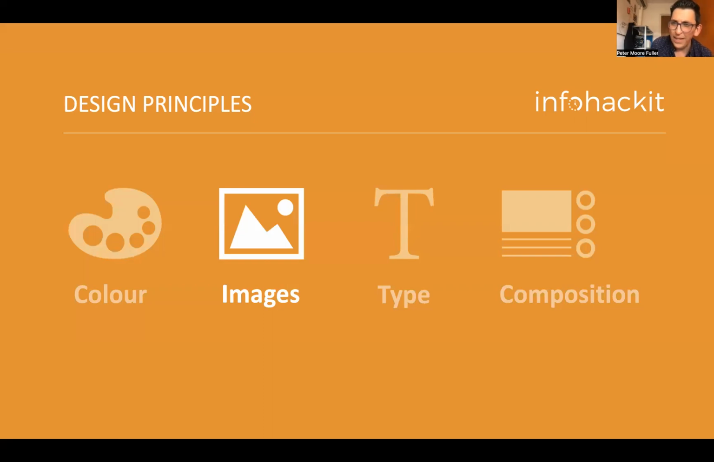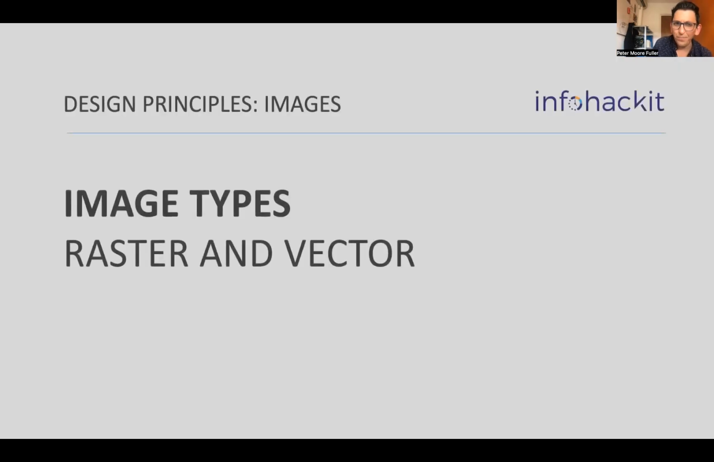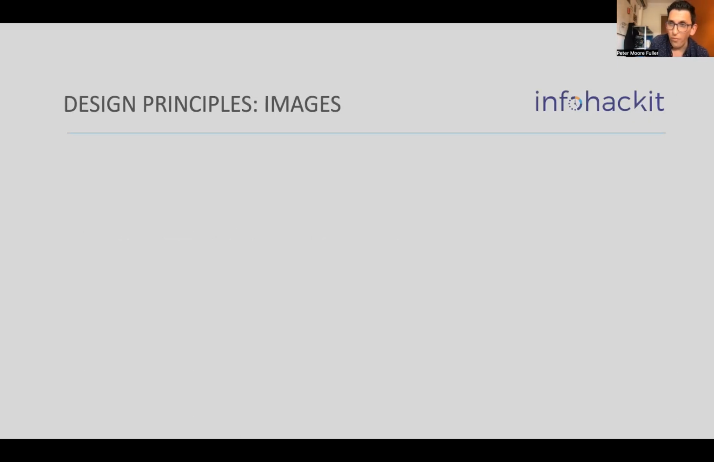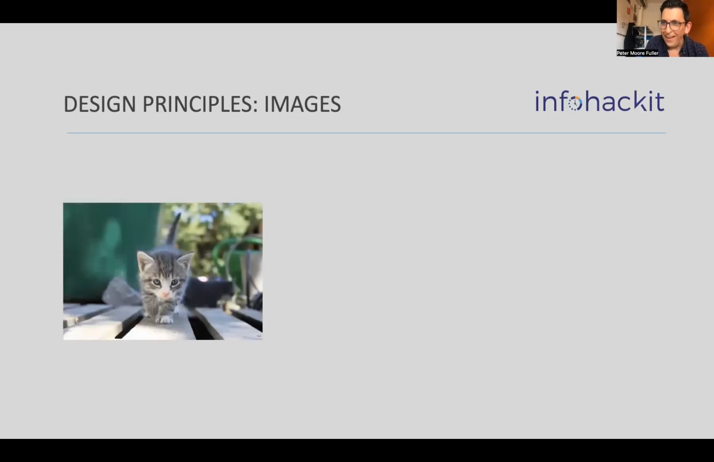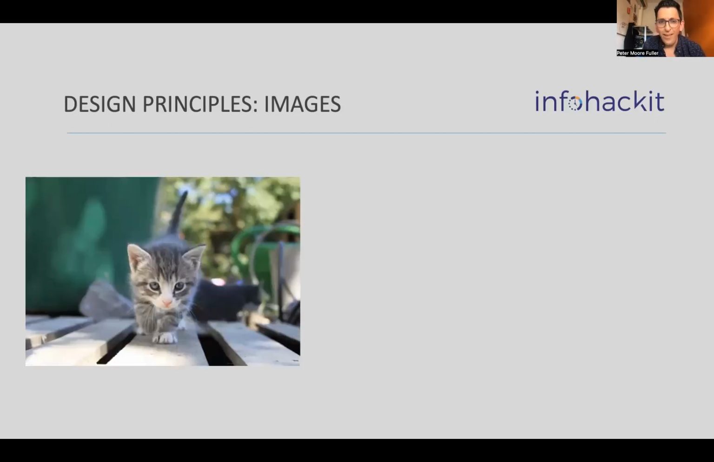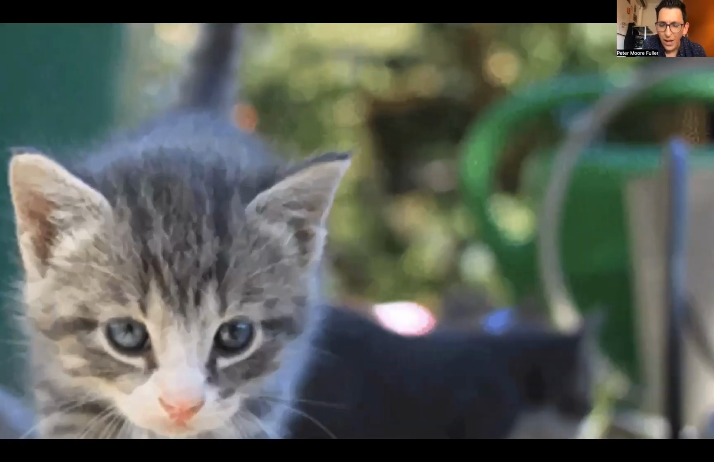For images, I'm going to give you one little fact for each of these four: colour, images, type and composition. There are two main image types that we use in graphic design: rasters and vectors. Now, here's an example of a raster image. Raster images are pretty much photographs. When we look at a photograph and we zoom in, we can see all these tiny little pixels that make up the image, and each one of those pixels will have a colour reference in RGB or in CMYK, depending on the colour system that you're using, and it will make up the picture like a mosaic of Roman tiles to create the photograph in front of you.